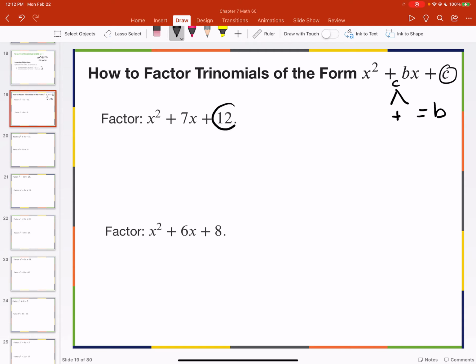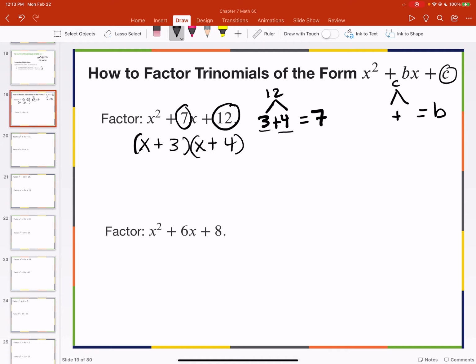So let's take this last term, 12. Now we're going to ask ourselves, what two factors of 12 add up to 7? If we were in person, some of you would be like, I know what it is. If you guessed 3 and 4, you'd be right, because 3 times 4 is 12 and 3 plus 4 is 7. From here, the next step is super easy. When a is equal to 1, the first term is x, so it's x times x. Since these are both positive, this becomes x plus 3 and x plus 4, and that's it. You've factored it.